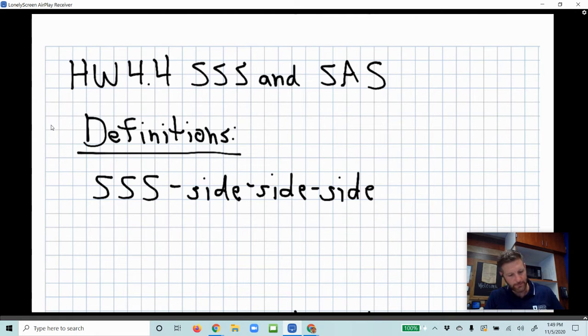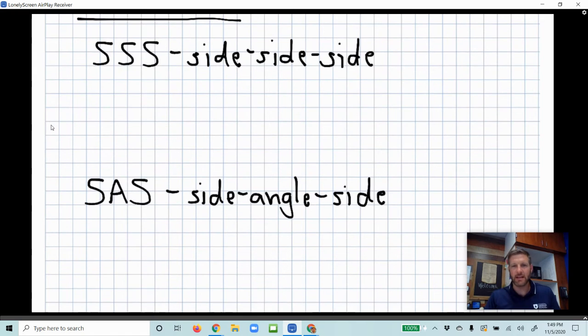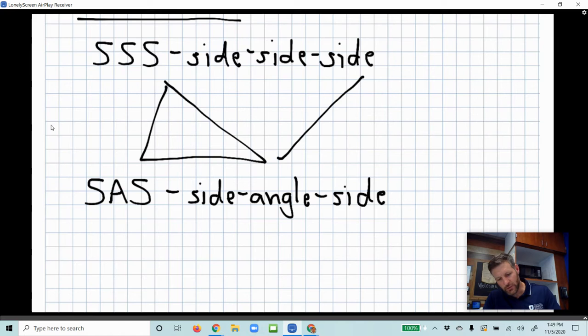Just 2 definitions: SSS and SAS. What SSS stands for is simply side, side, side. Now, what on earth does that mean? Well, previously when we have been proving 2 triangles congruent, I'm going to draw myself 2 triangles, we were doing a lot of work. We were trying to prove all 3 sides and all 3 angles. And that's 6 things of proof plus hints. So you had these really long proofs like the one we did in class.